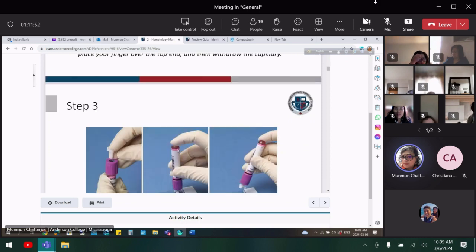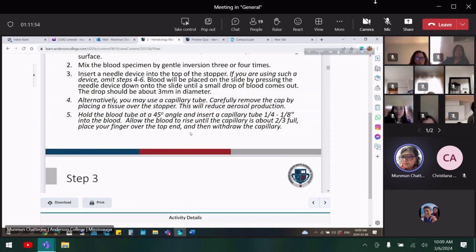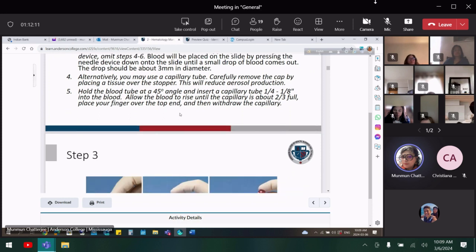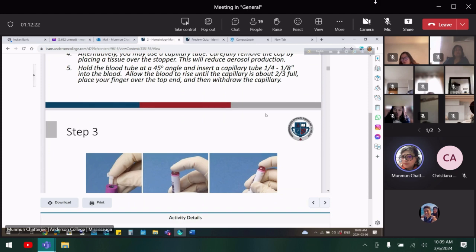You are going to invert it, and then you are going to use the blue capillary tube, and you can take the blood as you are doing for the blood grouping. Then ultimately you can place the blood on the slide. Again, hold the blood tube at a 45-degree angle and insert a capillary tube. Allow the blood to rise until the capillary tube is 2/3 full. You guys know how to fill the capillary tube.